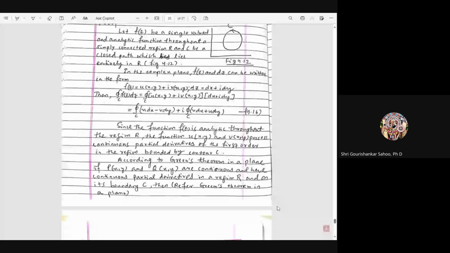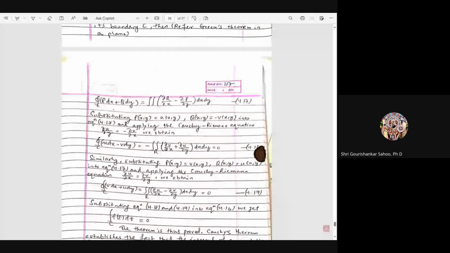Since the function f(z) is analytic throughout the region R, the functions u and v possess continuous partial derivatives of the first order in the region bounded by contour C. According to Green's theorem, which you know, in a plane, if P and Q, functions of x and y, are continuous and have continuous partial derivatives in a region R and on its boundary C, then the integration over the closed contour of P dx + Q dy is equal to the double integral over R of (∂Q/∂x - ∂P/∂y) dx dy. You can refer to Green's theorem for this expression.